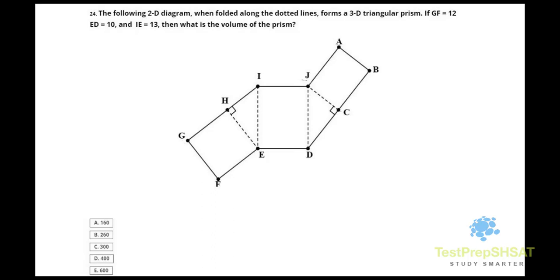Okay, this is kind of like problems we've seen before. We take a three-dimensional shape and we drop it down to a two-dimensional equivalent, like a map, for example. In this case, we're going from the map and folding it back up into the 3D shape. So let's first take note of the information we're given. ED equals 10. IE equals 13. And GF equals 12. We also want to visualize how this folds back up.